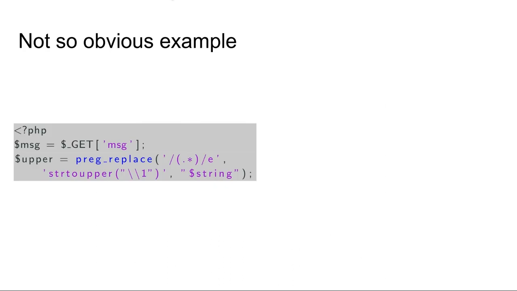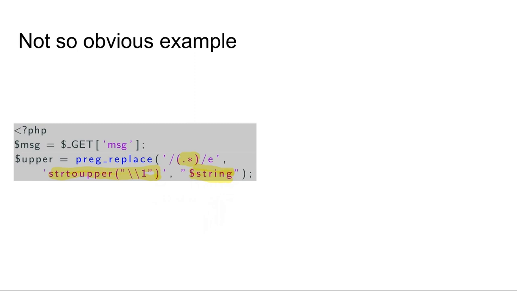So PHP offers a function called preg_replace, and preg_replace takes as parameters a regular expression, an input string, and a function that's supposed to be called on the match of the regular expression. So what it does is it replaces all occurrences of the regular expression in the string by the upper version of the string in this case. So what we're doing here is just a regular expression string replacement. So there should be nothing going wrong here.